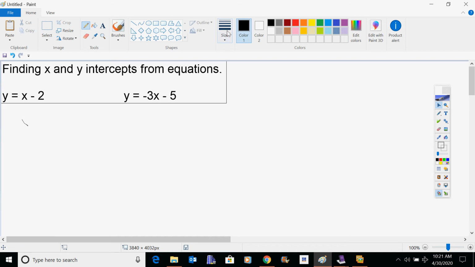Okay, so when we do this, we're going to set up an x and y table. This is the easiest way that I can think of to do this. And the first thing you're going to do is you're going to plug in 0 for x. When you plug in 0 for x, I have y equals 0 minus 2. My answer is -2. And I want to show you what we have just found.